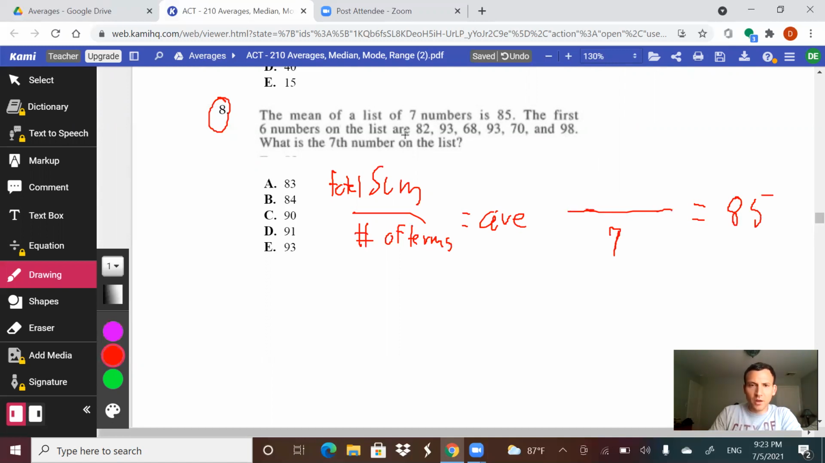And all of these numbers added together, get the calculator going. 82 plus 93 plus 68 plus 93 plus 70 plus 98. 504 is what the first 6 terms add up to. And then here's the 7th term. I'll put x for the 7th term. So now all we have to do is isolate x. 85 times 7, looking at 595.